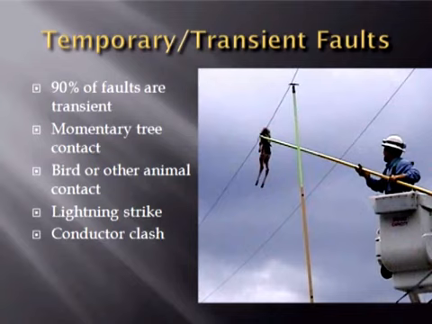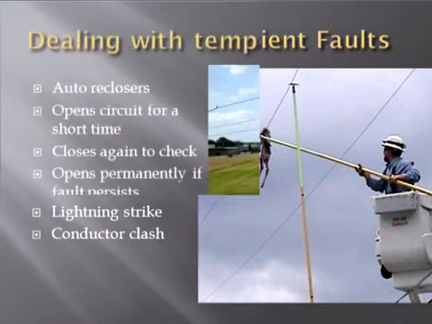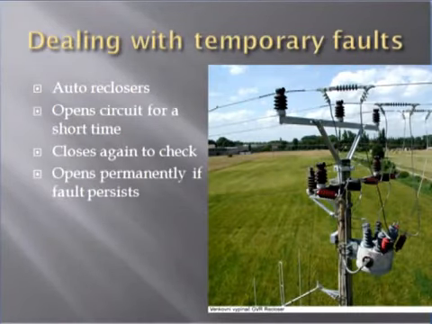Now, how do we deal with this temporary fault? We can use a circuit breaker, but the disadvantage of a circuit breaker is that it has to be manually closed. If such a fault occurs at a remote area, it will take a long time to restore power. As such faults are quite frequent, a better solution is the auto recloser. In a power distribution system, a recloser or auto recloser is a circuit breaker equipped with a mechanism that can automatically close the breaker after it has been opened due to a fault.